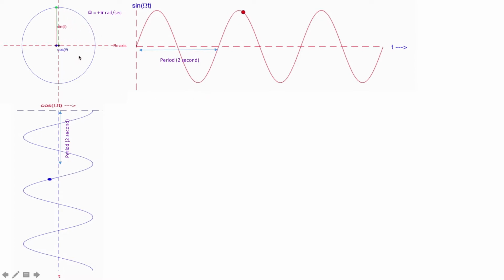As the phasor rotates counterclockwise with omega equals pi radians per second, we see that after 2 seconds the phasor completes 1 revolution. We can also see that the real axis projection completes 1 cosine cycle after every 2 seconds, and similarly the imaginary axis projection completes 1 sine cycle after every 2 seconds. Hence now we have a pictorial representation of e raised to j omega t is cos of omega t plus j sine of omega t.